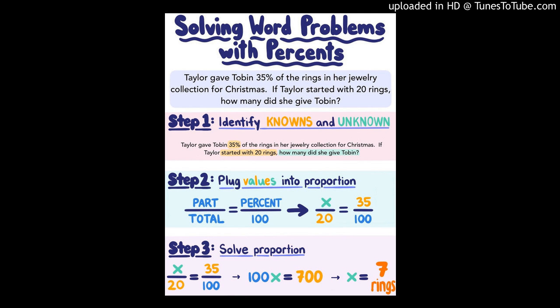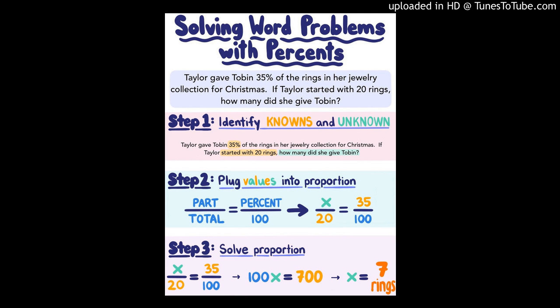Taylor gives Tobin 35% of the rings in her jewelry collection for Christmas. If Taylor started with 20 rings, how many did she give Tobin? Step 1. Identify knowns and unknown. Taylor gave Tobin 35% of the rings in her jewelry collection for Christmas. If Taylor started with 20 rings, how many did she give Tobin?